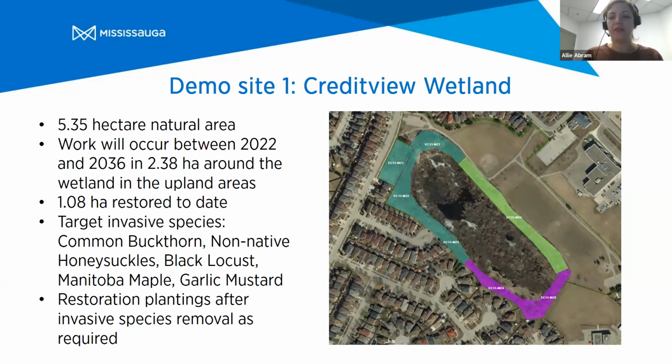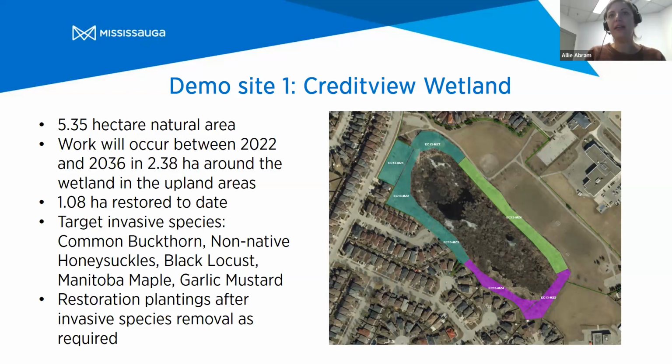So what we've decided to do is take a phased approach, and the colors on the screen here represent the different phases. Currently, we're in the teal colored phase, so the phase that's at the more northwest side of the wetland. And so we're taking this phased approach and working on approximately 1/3 of the wetland at a time. And we're working primarily in the upland area that surrounds the wetland. And that will allow the invasive species removal to be done in that area. Then we can work on restoring that area with native vegetation.